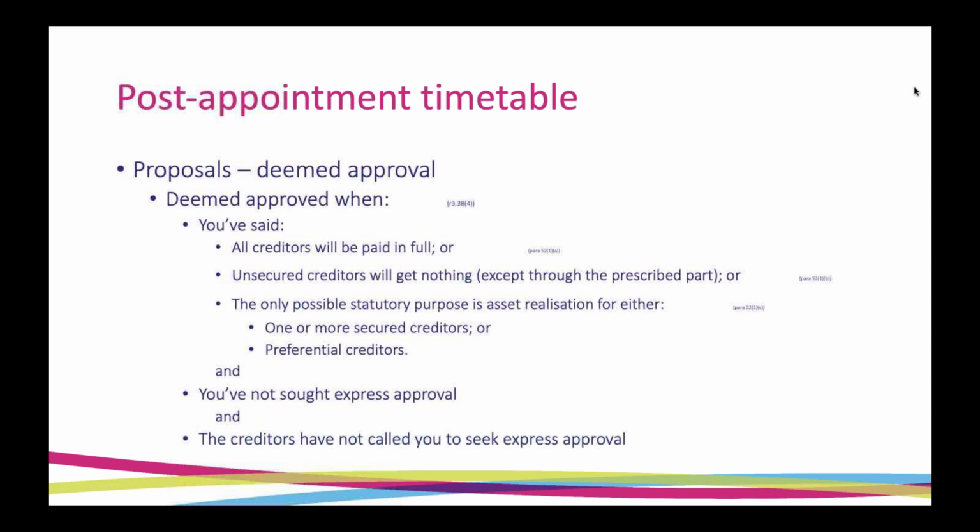It is where the only possible statutory purpose is the realisation of assets for the benefit of senior creditors, either one or more secured creditors or for the preferential creditors. Now, remember, there are three statutory purposes for administration. The first one is the survival of the company as a going concern. So you've ruled that out. The second one is to get a better result for creditors as a whole through the administration than they would get on a liquidation. So you've ruled that out as well.